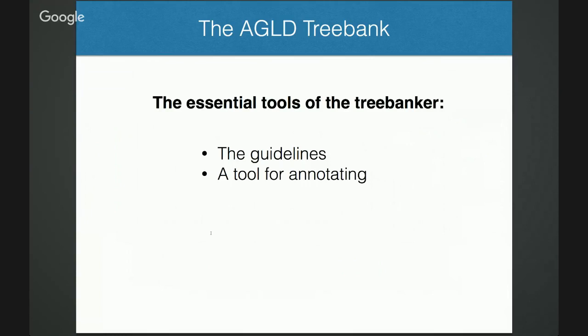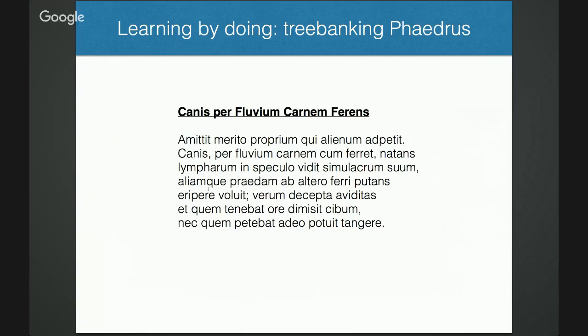And then, of course, you also need a tool for annotating. For example, in Leipzig, we have Arethusa, and this is the tool that we are going to use to annotate our sentences now. For example, here is a simple fable by Phaedrus. If we wanted to tree bank it, please just a second, I need to share my screen.